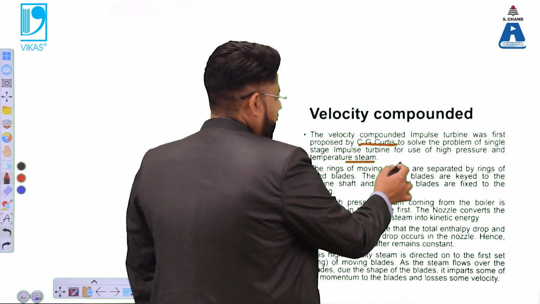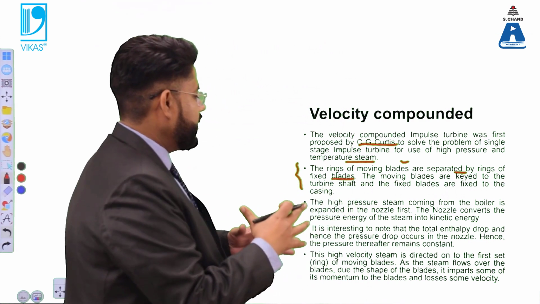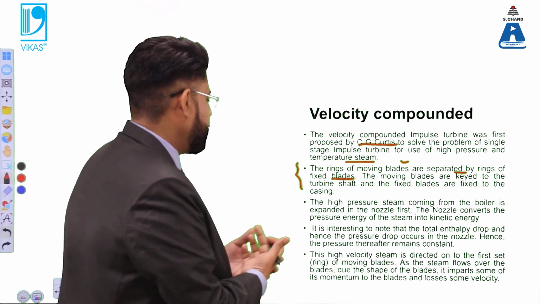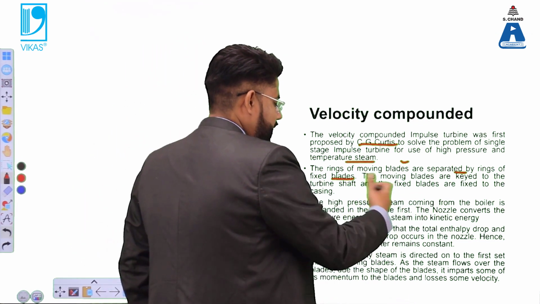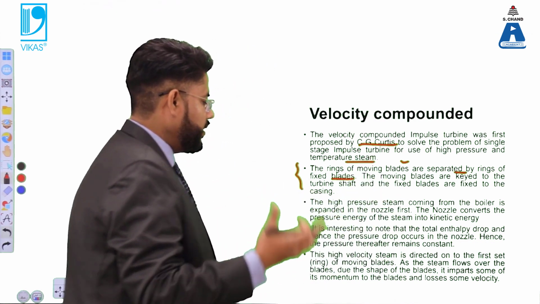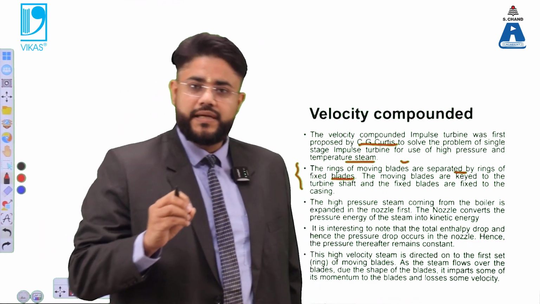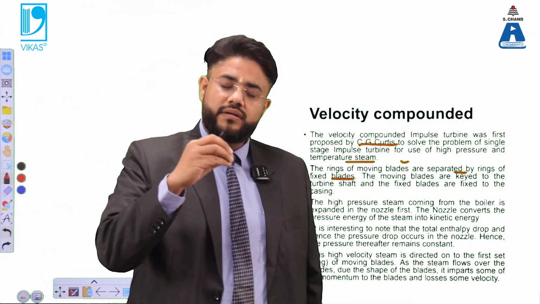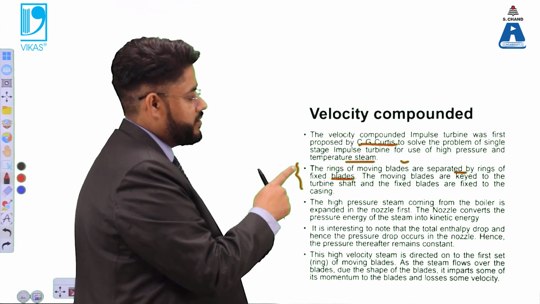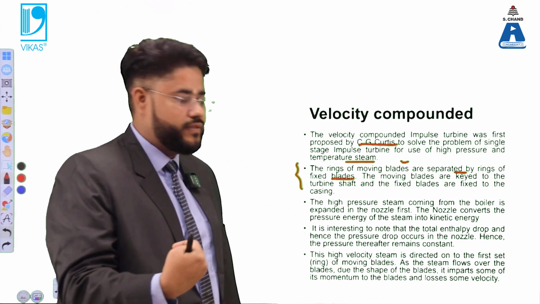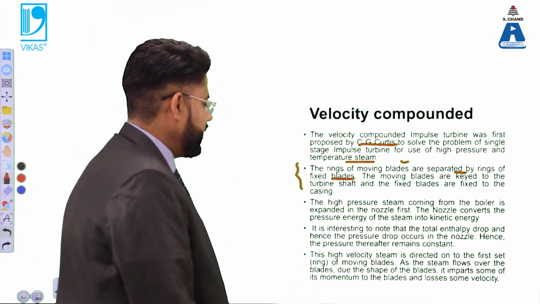You have rings of moving blades which are separated by rings of fixed blades. The moving blades are keyed to the turbine shaft, and the fixed blades are placed inside the casing. High pressure steam coming from the boiler expands into the nozzle first, and then the nozzle converts the pressure energy into kinetic energy.